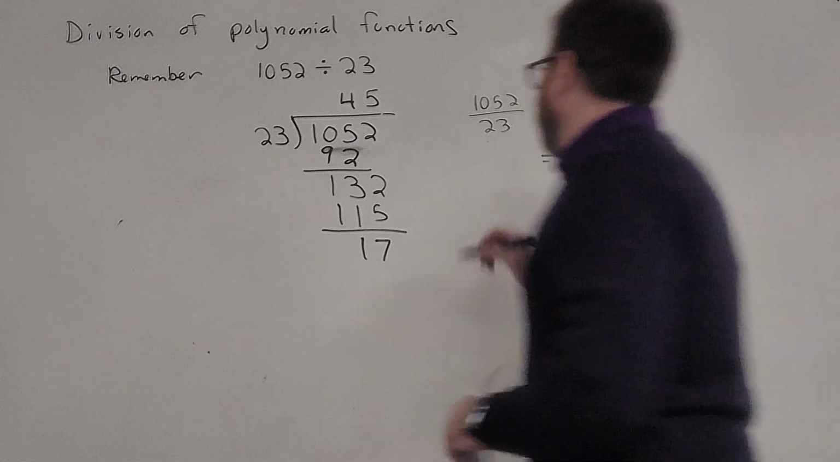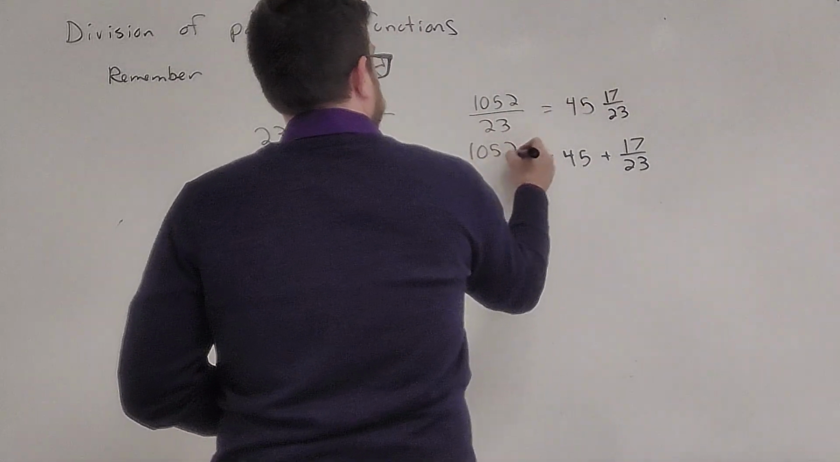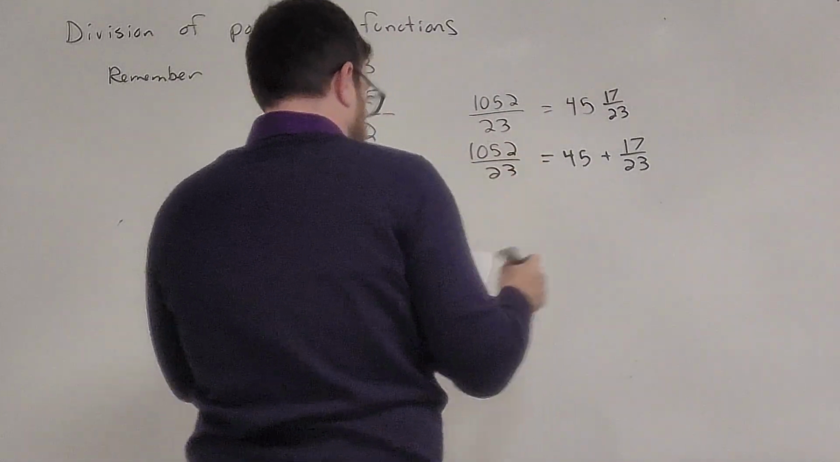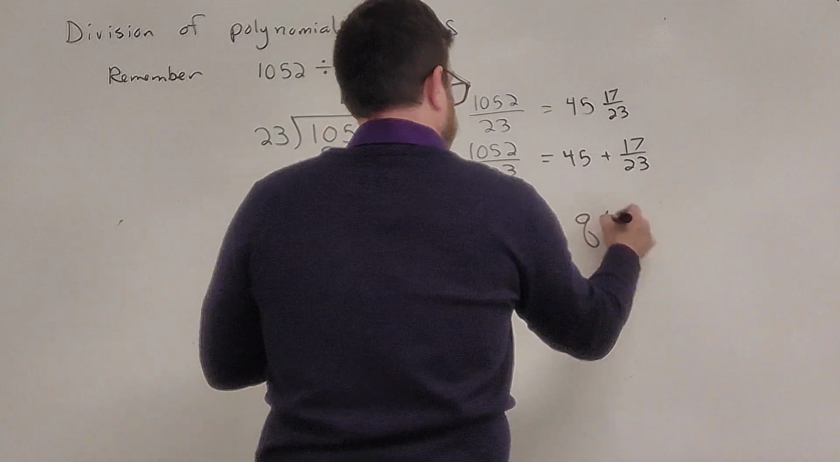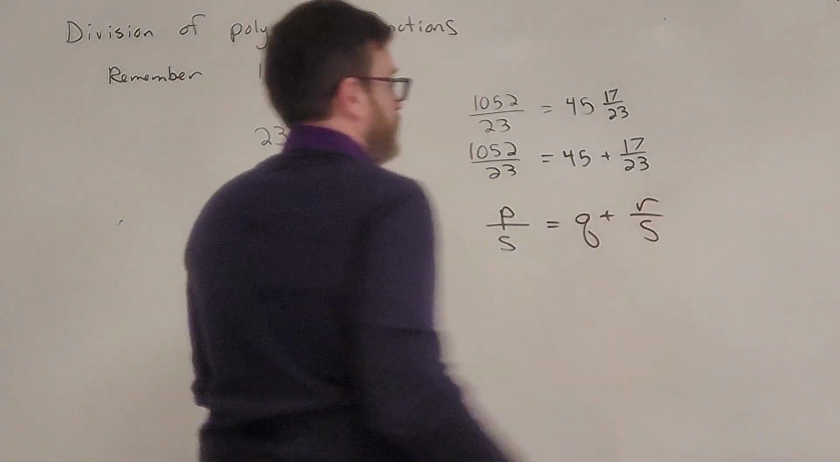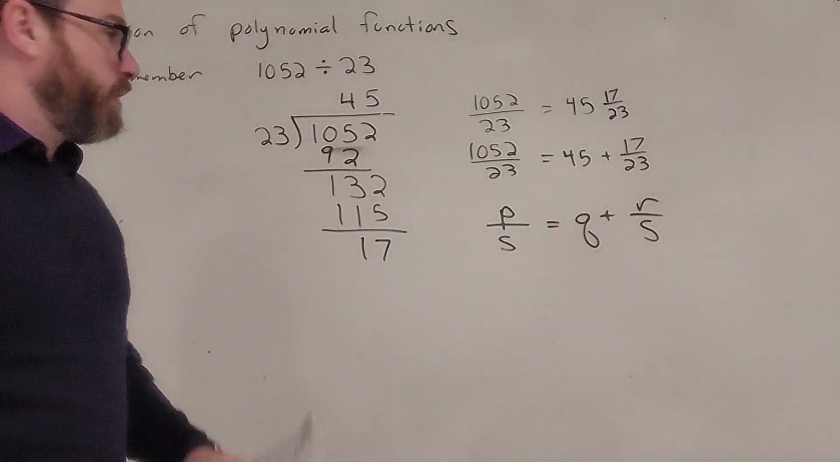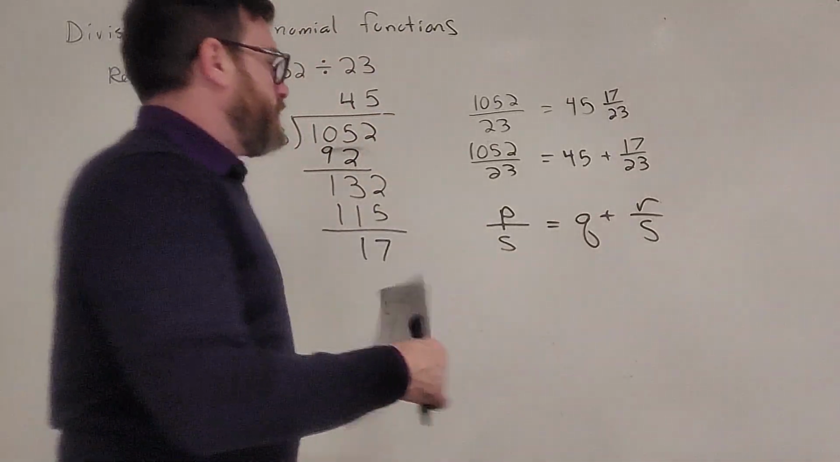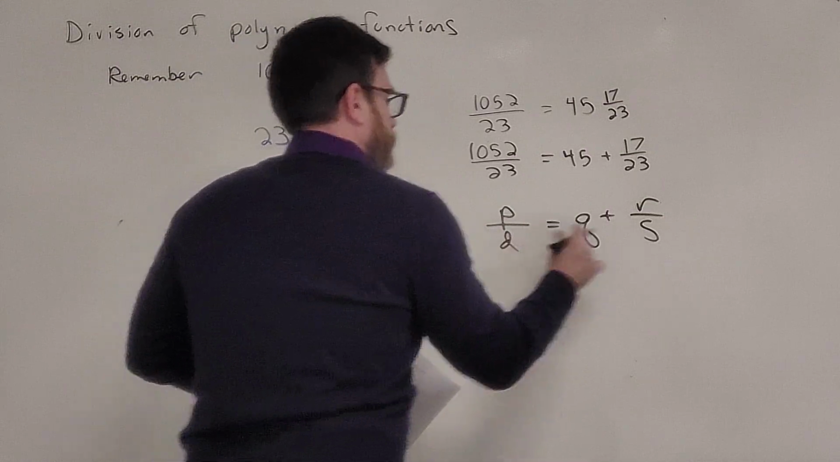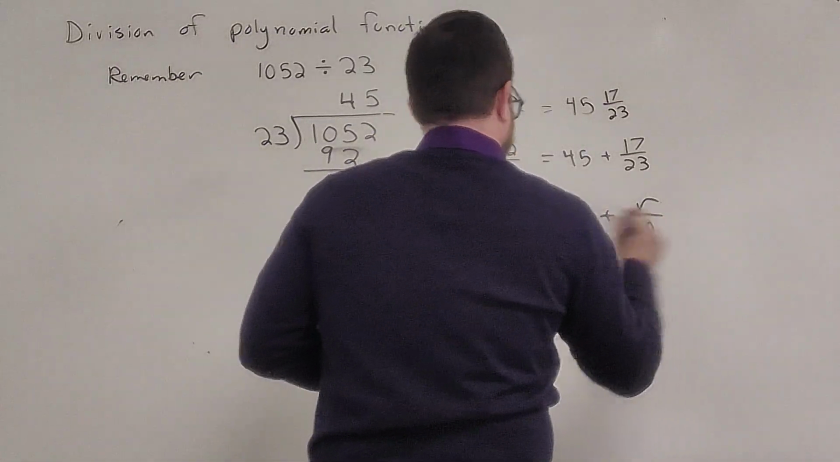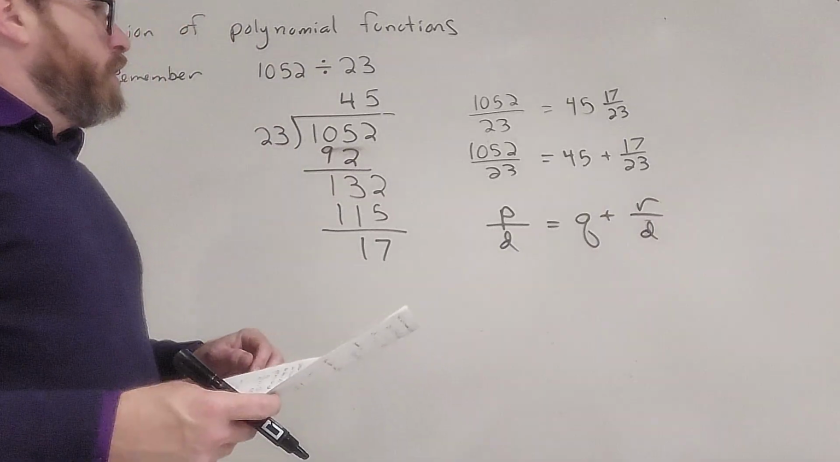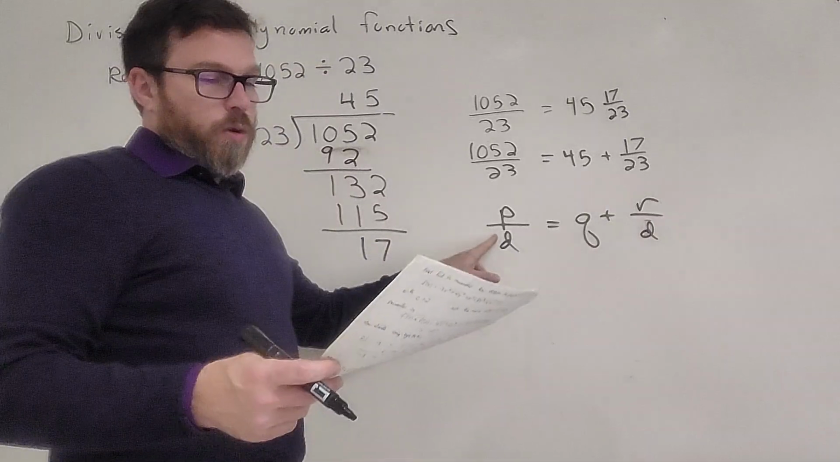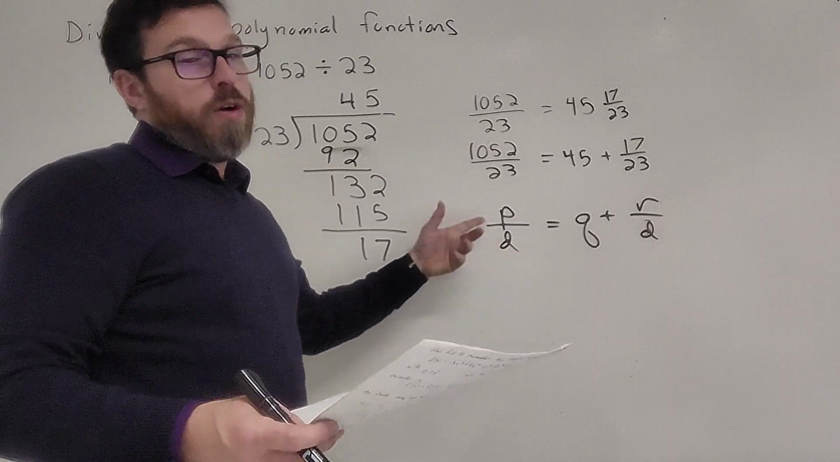So what we have is something that is of the form P divided by S is equal to Q plus R divided by S. This is our division algorithm. So we're going to have, let's say, D for divisor. So we're going to set up this division algorithm for polynomials as well.